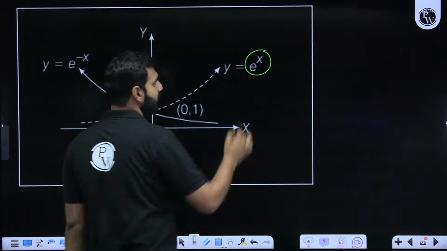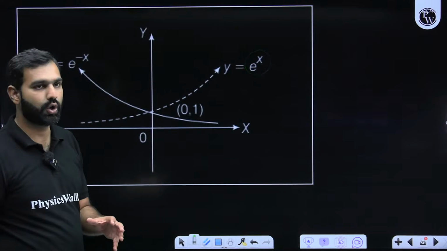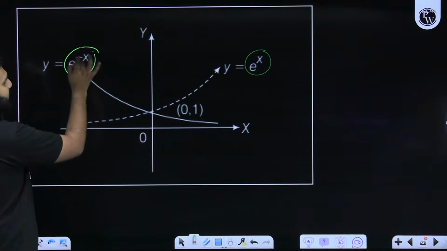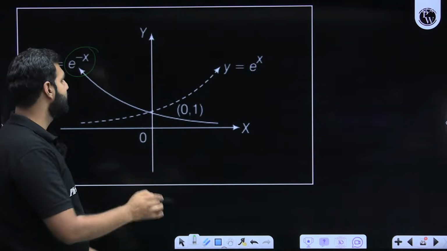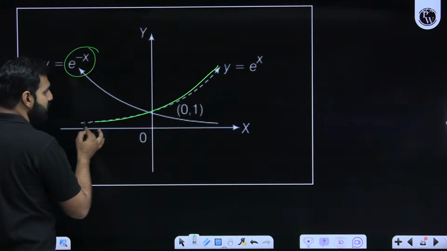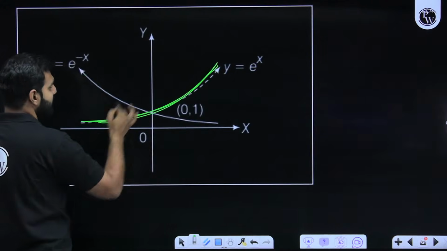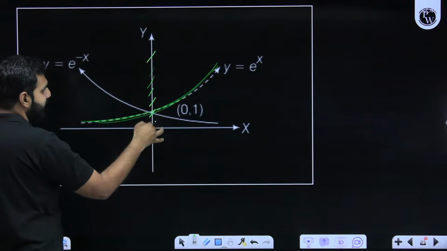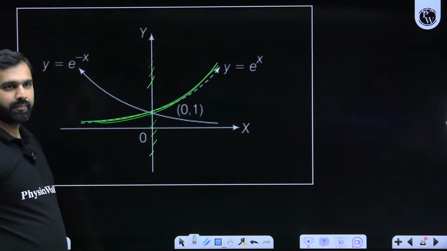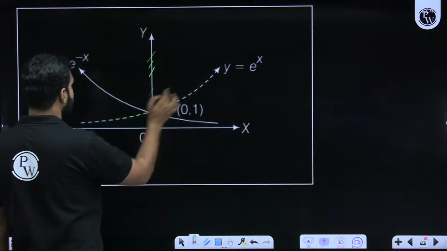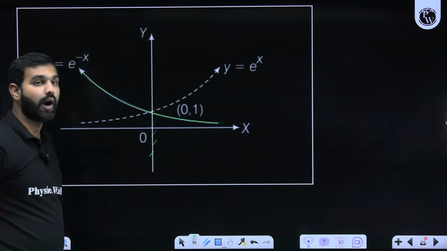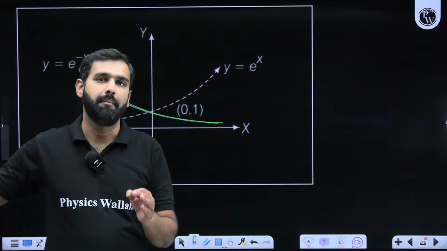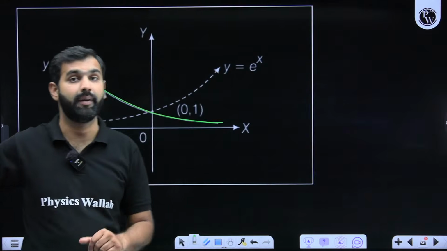I'm given a function f of x and I'm asked to draw the graph of f of minus x. So what will I do? Just take the mirror image of f of x in the y-axis. So this is the y-axis. This is your function f of x. So you take its mirror image and there you are able to draw the graph of minus of f of x. Sorry, f of minus x.